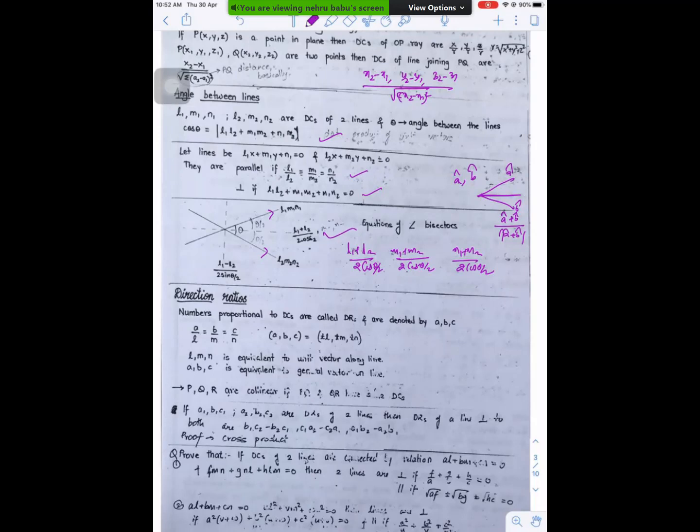Okay, another angle bisector is (L1 minus L2) by 2 sin theta by 2, (M1 minus M2) by 2 sin theta by 2, and (N1 minus N2) by 2 sin theta by 2. So like this we can say.